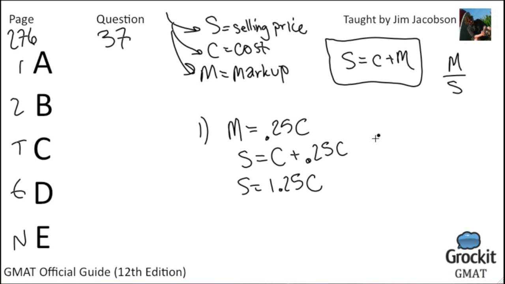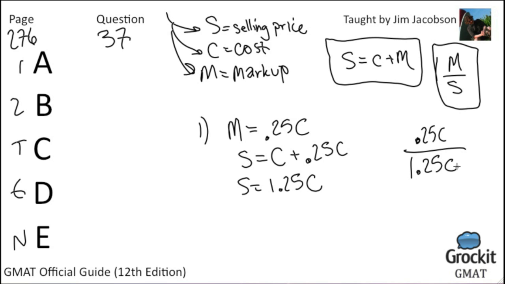And from there, we can actually solve the rest of the way, because what we're solving for is M over S, not just one of the two. M equals 0.25 C. S equals 1.25 C. And from there, it's 1/5, which is 20%. Of course, as soon as we realized we could solve, we should have just stopped and put a big S here for sufficient and crossed off answer choices B, C, and E. But I wanted to demonstrate how it was sufficient.